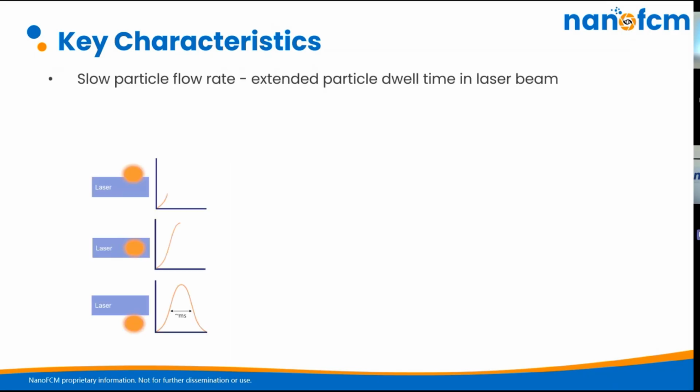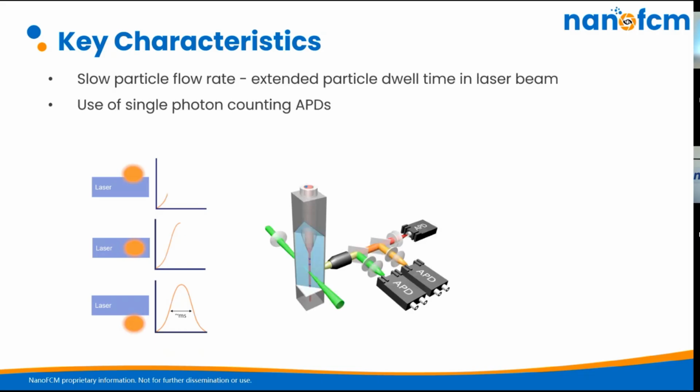The first one is a slow particle flow rate. The flow rate of the instrument is nanoliters per minute, and what this does, because we want to achieve as much resolution as possible, as much detection as possible, is that the slow flow rate extends the particle dwell time in the laser beam. This is combined with the use of single photon counting APDs, our SPCMs as we call them, single photon counting modules.